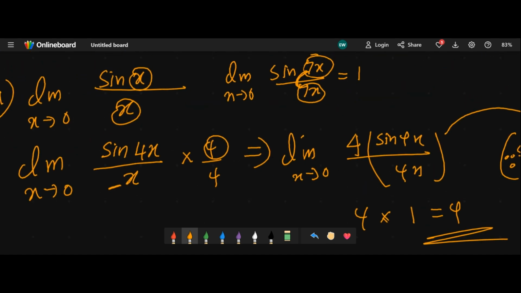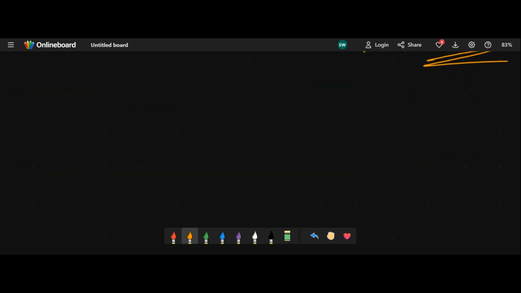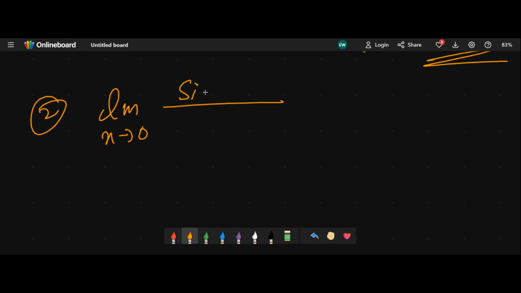There can be another type also. This kind of question you may get. Second type: limit x approaches 0, sin in the numerator and also sin in the denominator, like sin 3x divided by sin 7x. Okay, so what you have to do here is manufacture this.